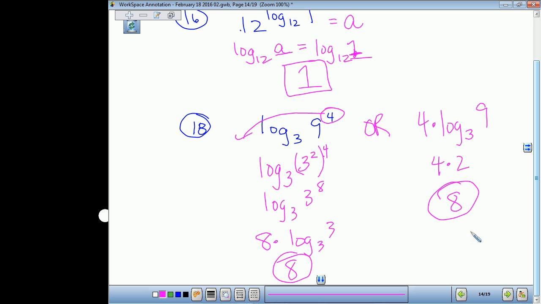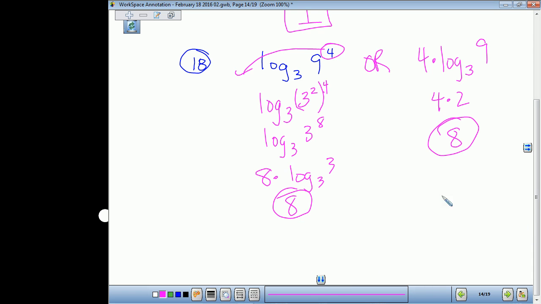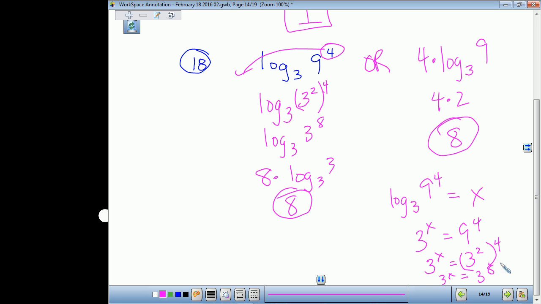Do you want another one? Yes. Log base 3 of 9 to the 4th equals x. So 3 to the x equals 9 to the 4th. So 3 to the x equals 3 squared to the 4th. So 3 to the x equals 3 to the 8th. So x is 8. So you still don't have to do any work. It's all 8.